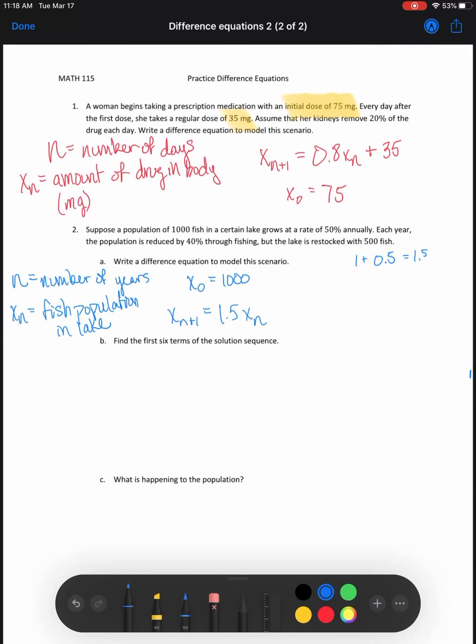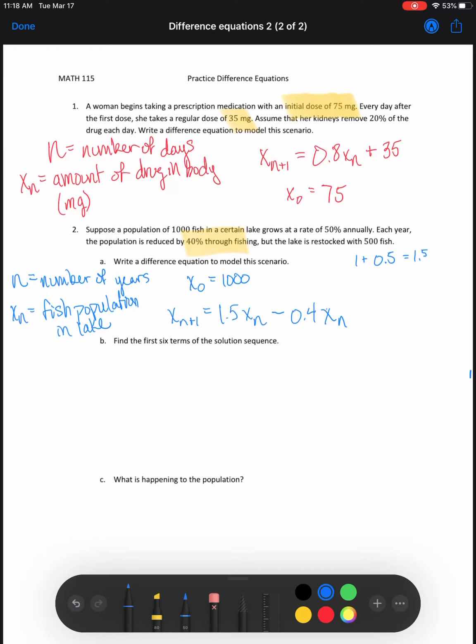So the next thing we have to think about is the fishing. Since it's reduced by 40% through fishing, we're actually going to subtract that from our difference equation. Again, it's given as a percentage, so we'll write it as a decimal. And that's 40% of this year's population, right, which is our x sub n, and we're taking that away because those fish are physically being removed from the population through the fishing.